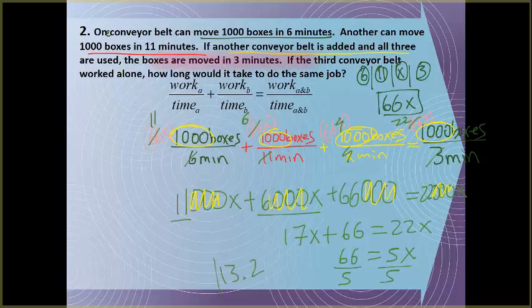13.2. Now, what are my units for 13.2? We have to look and see where my x value was. It's minutes, so it's 13.2 minutes, and you're done. So that means that third conveyor belt will take 13.2 minutes to do 1,000 boxes on its own.